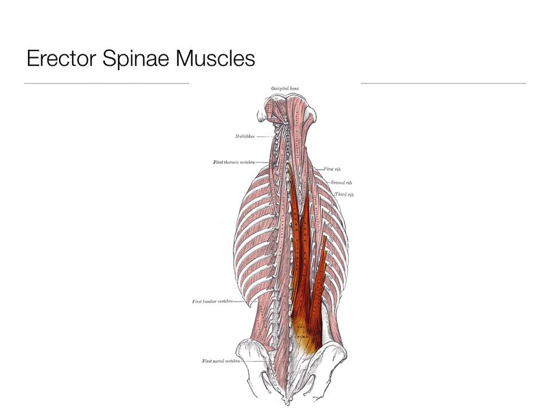So now we'll talk about erector spinae muscles. I like to think of these muscles as the ILS muscles, or I Love Spinach muscles. The I stands for iliocostalis, L stands for longissimus, and S stands for spinalis. These three muscles are unique in that they run parallel to the spine.